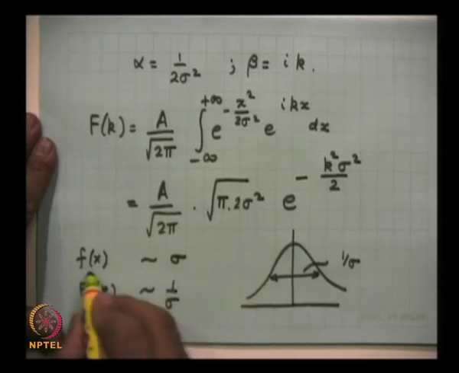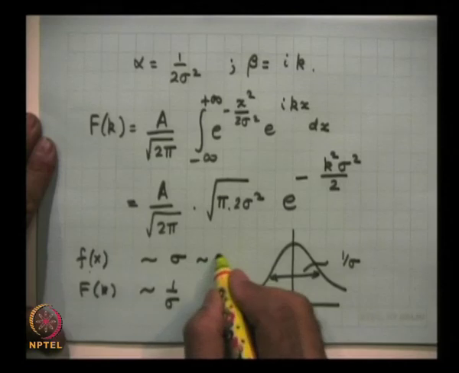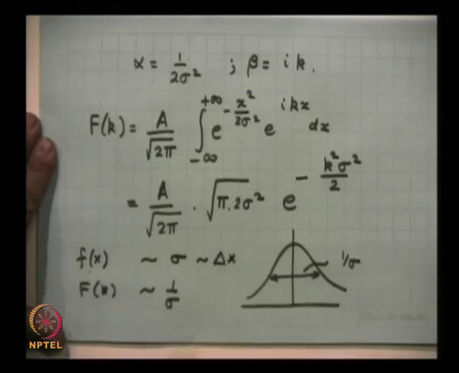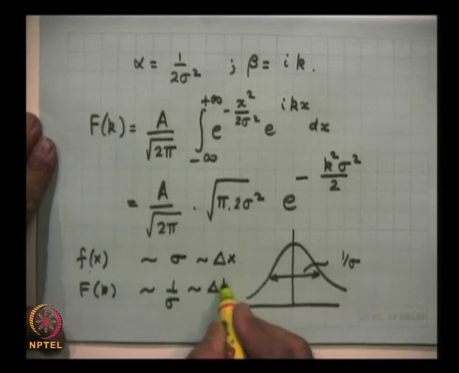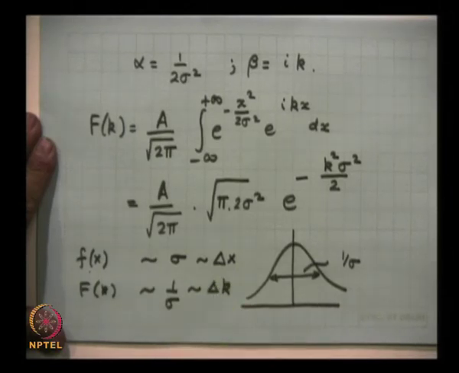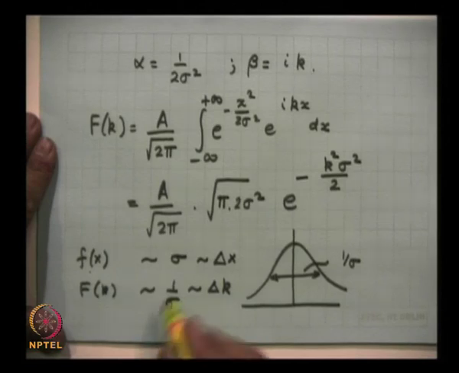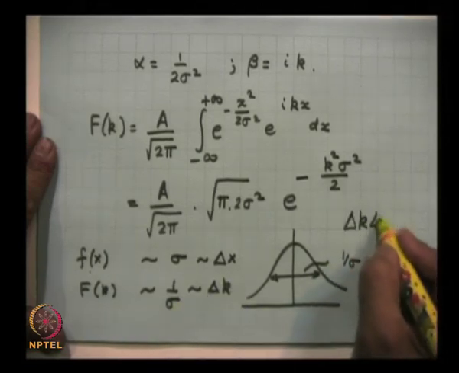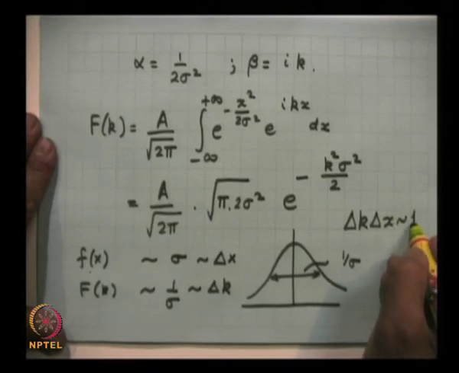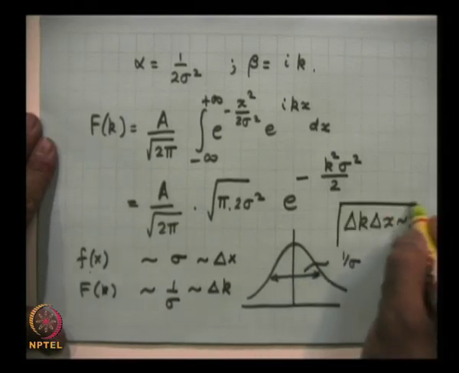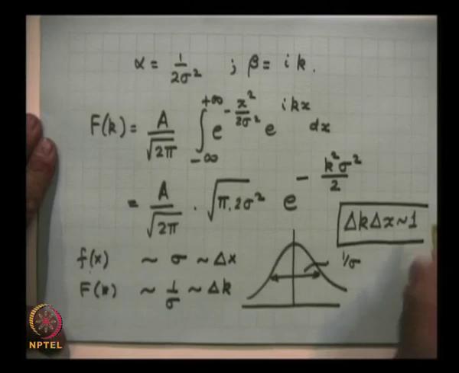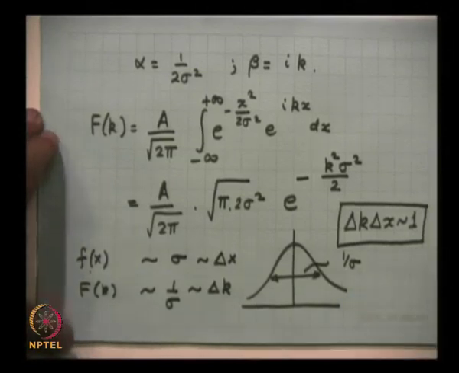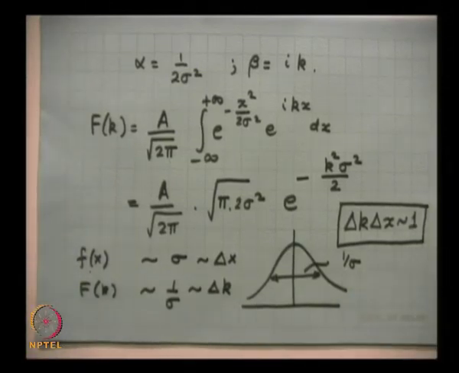So, if f of x is localized within a distance delta x, then f of k will be localized within a distance in the k space, delta k, which is 1 over sigma. So, delta k delta x is of the order of 1. This is a very important relationship, and from it we will derive the uncertainty principle. So, let me go back to my slides.